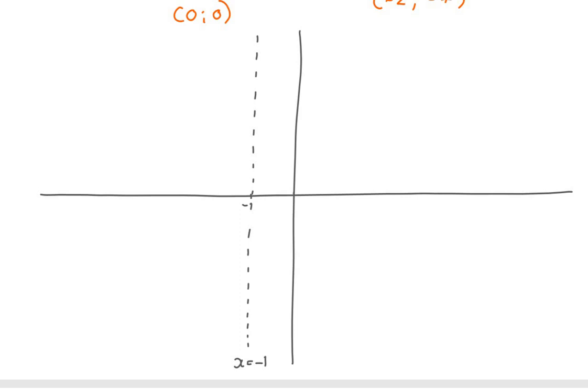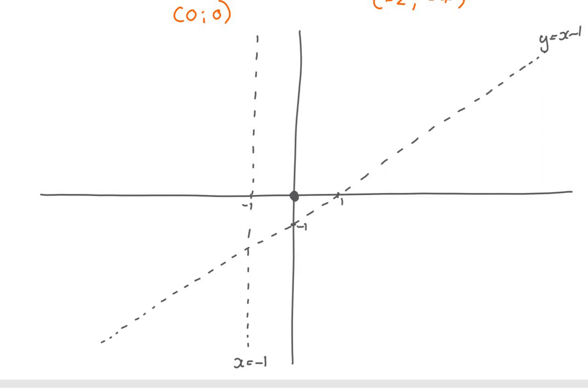My intercept is at 0, 0. My oblique asymptote, I like to draw it first, is y is equal to x minus 1. So if this is minus 1 and this is 1, it would go straight through those two. Don't forget to always write the equation. So this is y equals x minus 1. It goes through there.